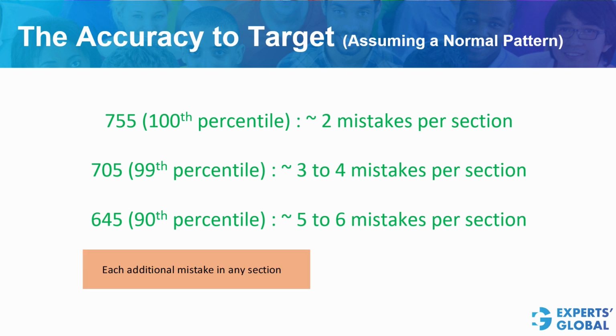And then for each additional mistake in any section, you can expect to lose 10 points on your total score. You may want to take a print of this screen.